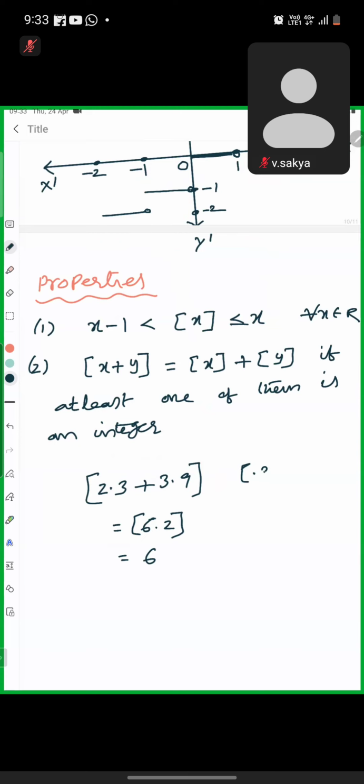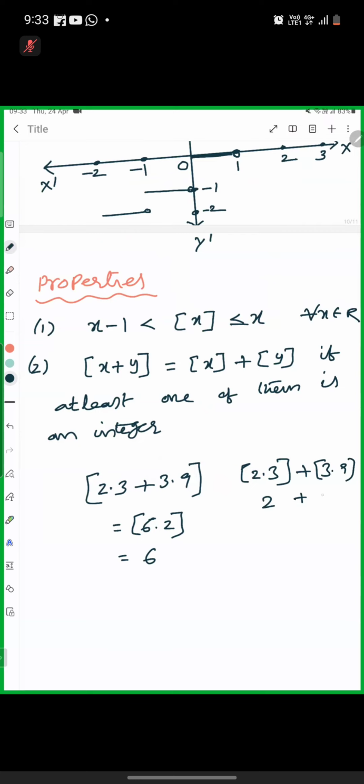What is the integral part of 2.3? 2. Integral part of 3.9? 3. What is their sum? 5. That means these two are not equal. The integral part of x plus y is the integral part of x plus the integral part of y if one or both are integers. Here 2.3 is not an integer, 3.9 is not an integer. That's why this equation does not hold.